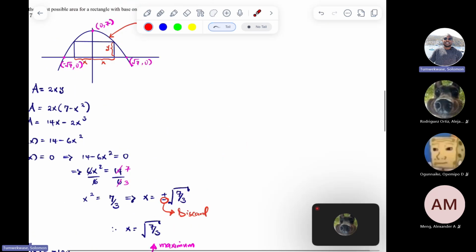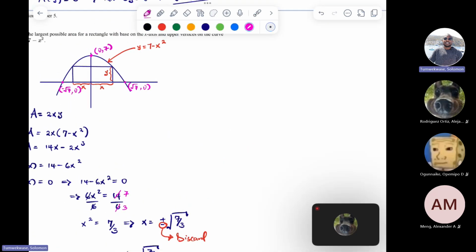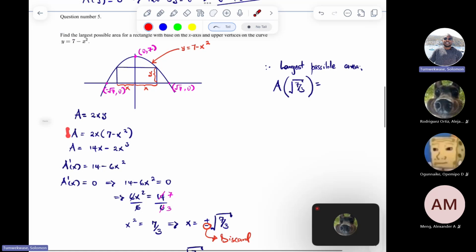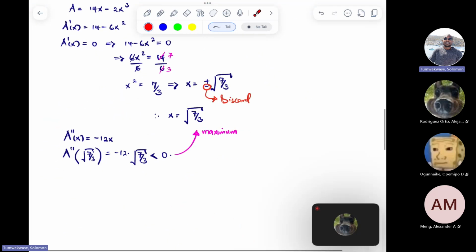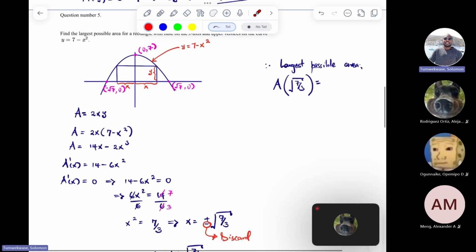So what I'm saying is that the largest possible area is A evaluated at square root of 7 over 3. So I'm getting square root of 7 over 3 and I'm substituting it here. Note that if you wanted, you could use this x to find y, and after finding y, you just substitute here. That is the same thing.